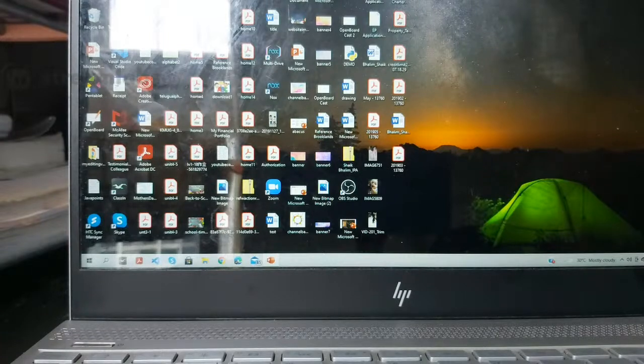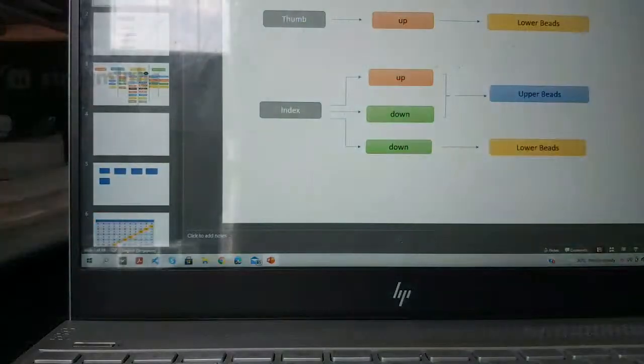Okay, so let's do multiplication. So multiplication, I want to do the 2D times 2D.